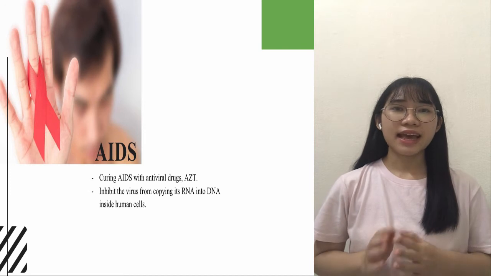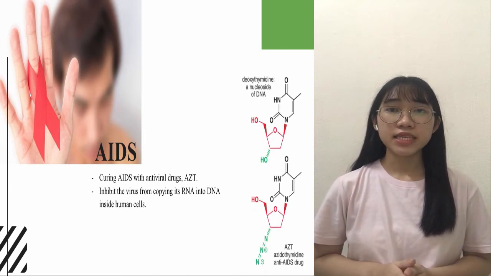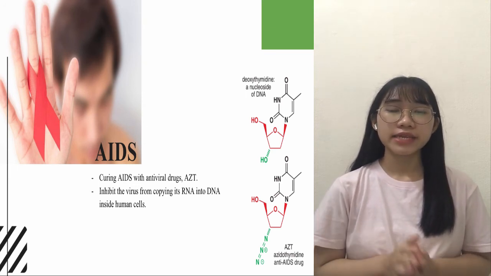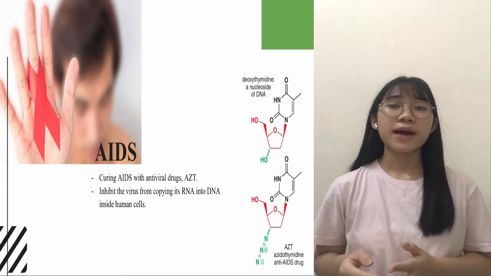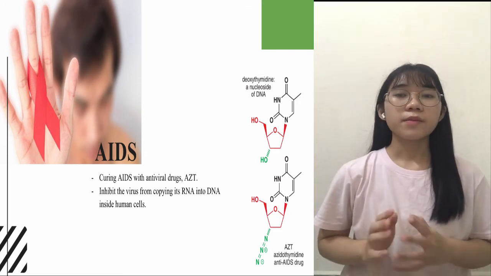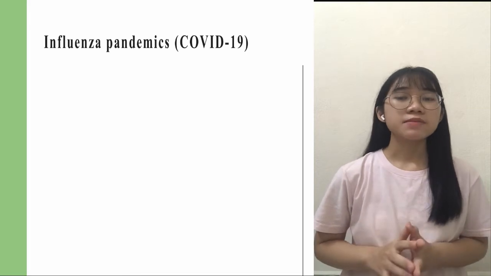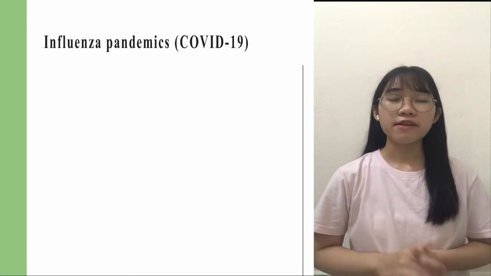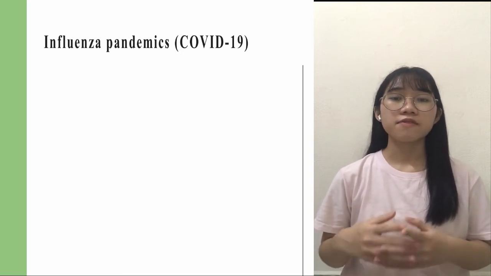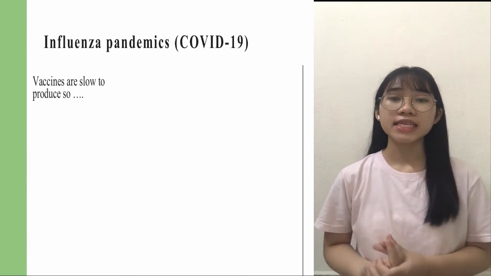These drugs imitate natural nucleosides; AZT imitates deoxythymidine and inhibits the virus from copying its RNA into DNA inside human cells by inhibiting the reverse transcriptase enzyme. So, the most dangerous disease now is the influenza pandemic. Several times in history, the influenza virus has caused deaths. The 1918 flu pandemic caused 50 to 100 million deaths, and now there is the COVID-19 pandemic.